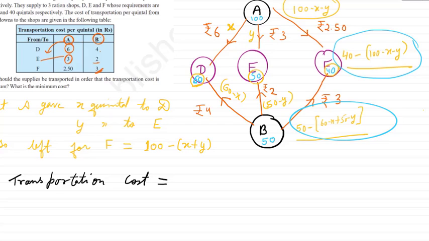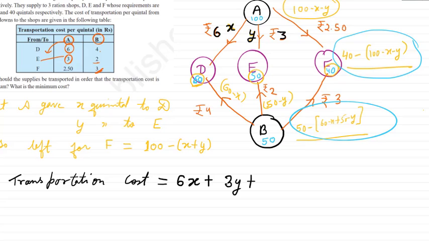Here you can see x quintals have already gone from A, and the cost is 6, so we have to multiply 6 into x. The cost from A to B will be 6x. First I am calculating all the costs from A. Then A to E is giving y quintals at the rate of 3, so the cost will be 3 into y.